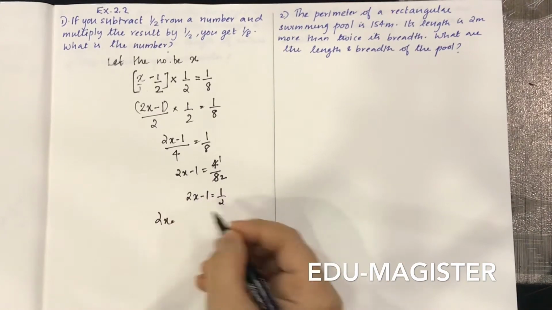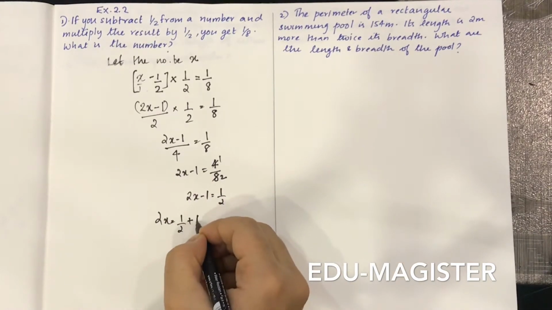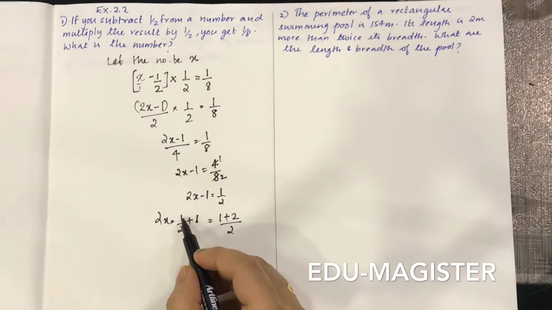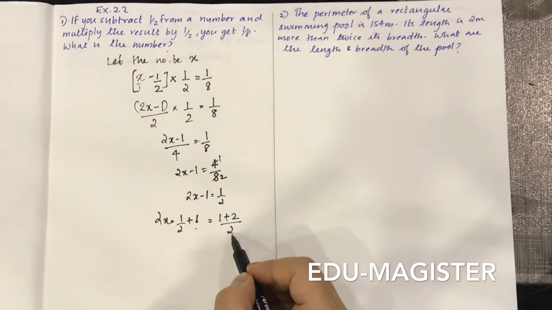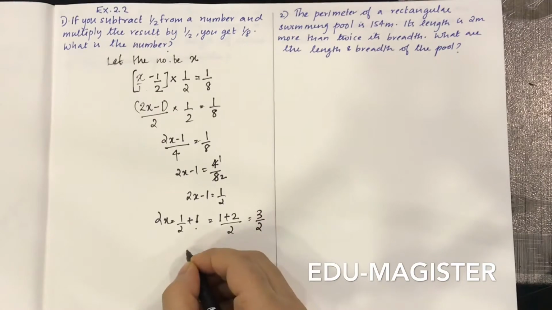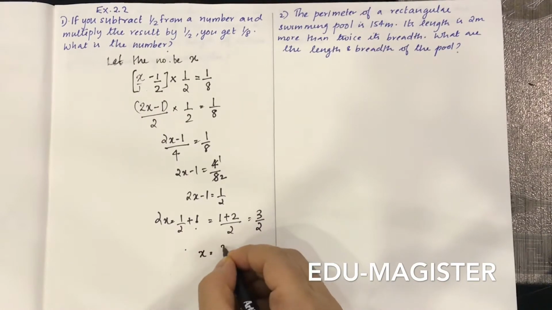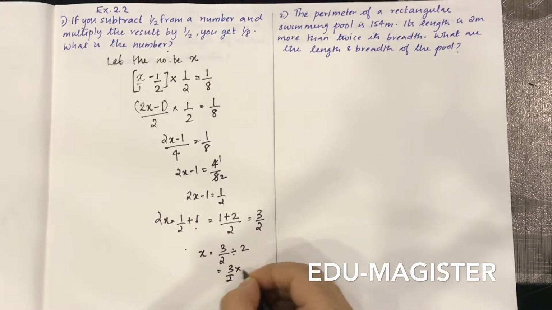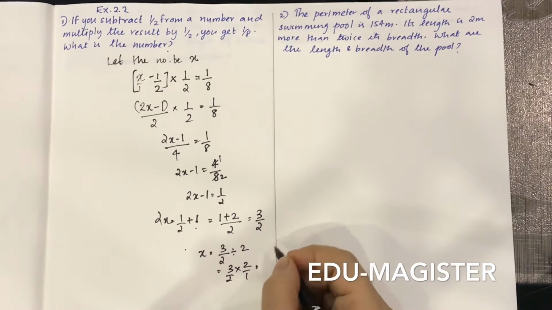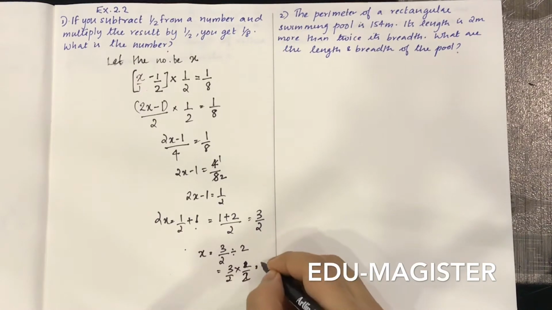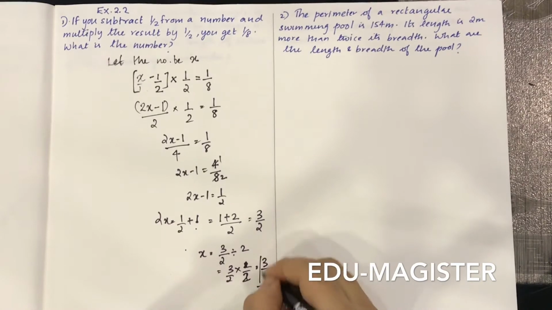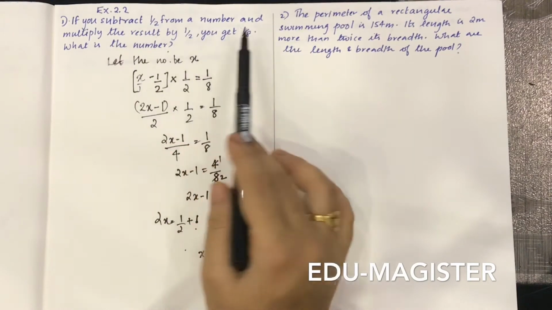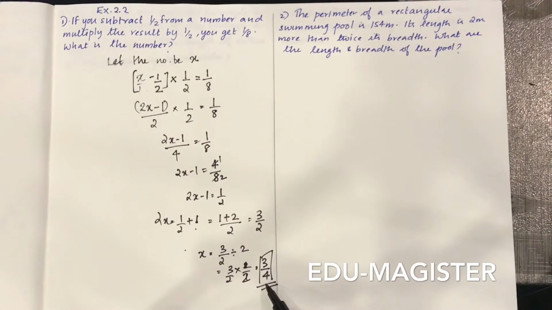So 2x is equal to 1 by 2 plus 1, which is equal to 1 plus 2 by 2. How? 1 into 1, 1; 2 into 1, 2 by 2, which is 3 by 2. So 2x is equal to 3 by 2. So what is x? 3 by 2 divided by 2, which is 3 by 2 into 1 by 2, which is equal to 3 by 4. So that is our final answer. If you subtract 1 by 2 from a number and multiply the result by 1 by 2, you get 1 by 8, so our answer is 3 by 4.